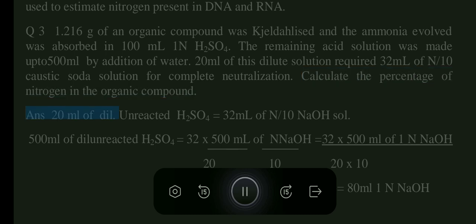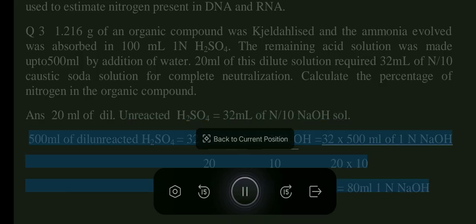Answer. 20 milliliters of dilute unreacted H2SO4 equals 32 milliliters of N/10 NaOH solution. 500 milliliters of dilute unreacted H2SO4 equals 32 × 500 / 20 milliliters of N/10 NaOH, which equals 800 milliliters of N/10 NaOH, equals 80 milliliters of 1 N NaOH.